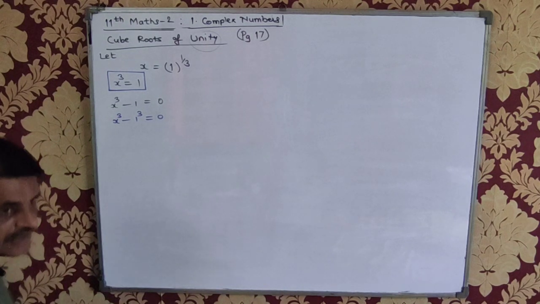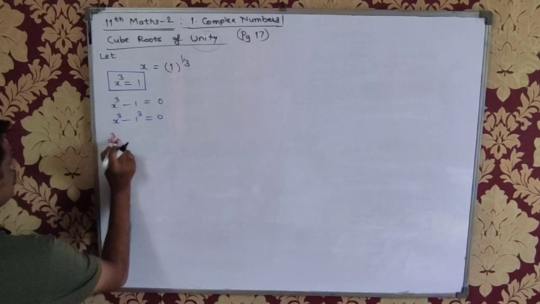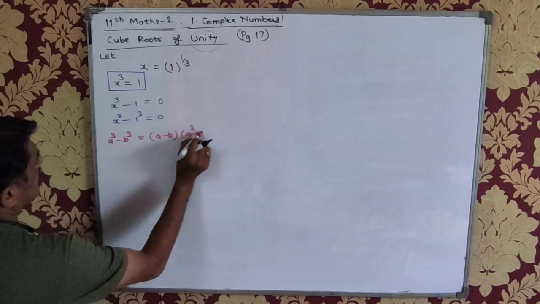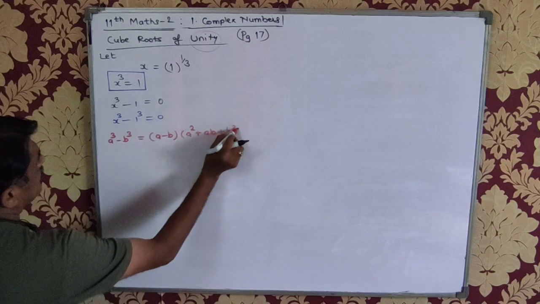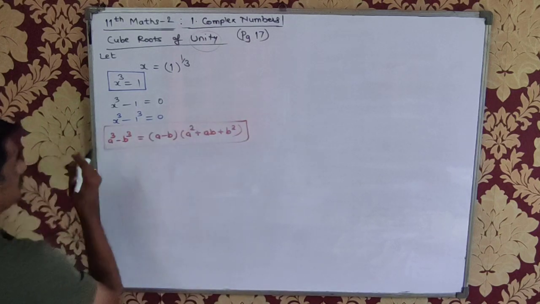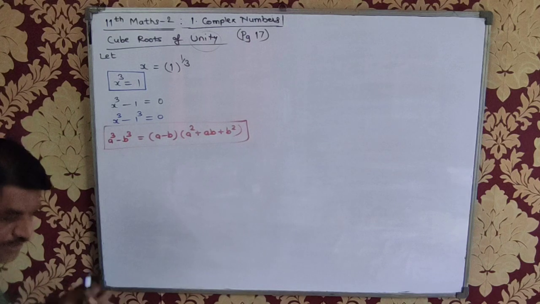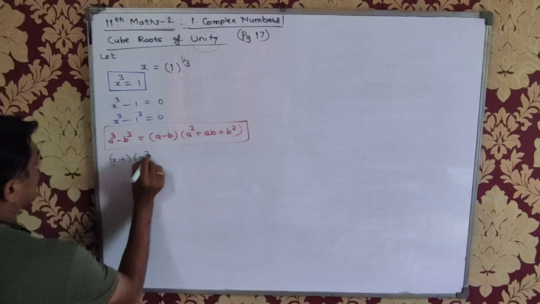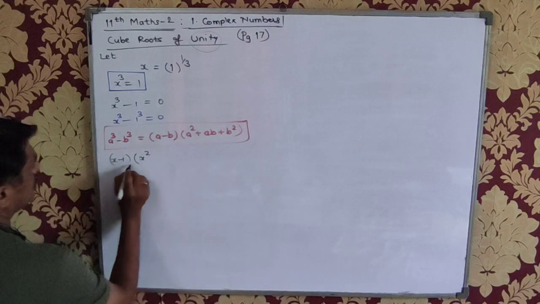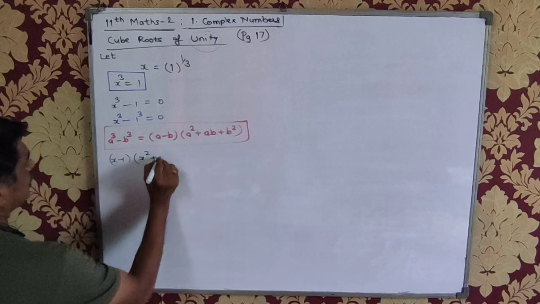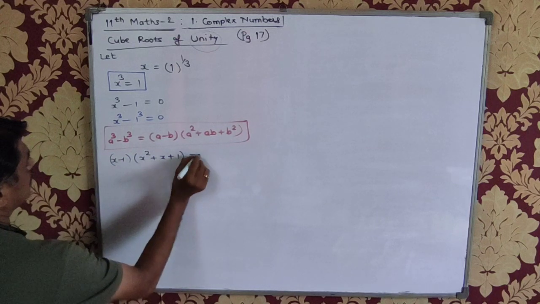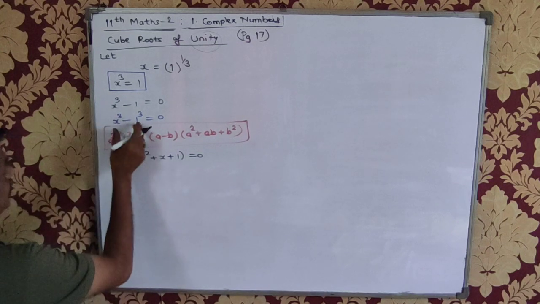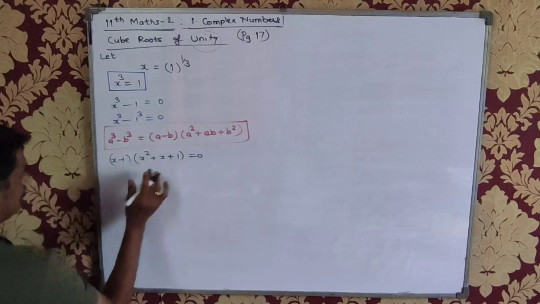Well, can I factorize this? There is something called a cube minus b cube, which is (a minus b)(a square plus ab plus b square). Right? So factorize it. (x minus 1)(x square, change the middle sign, plus x plus 1 square) is equal to 0, right? Now, this cubical equation, I have divided the expression like this. So these are the two factors.